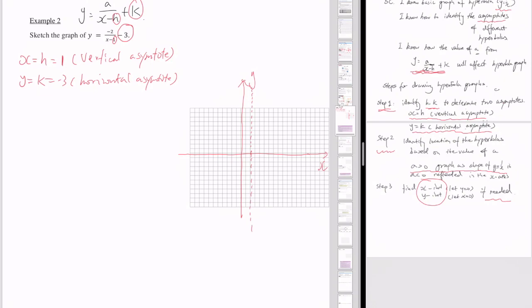And y equal to negative 3 is the horizontal asymptote. So 1, 2, 3, negative 3. So this will be my horizontal y equal to negative 3. Okay, so label them. y is equal to negative 3, x is equal to positive 1. Okay, so now we finished step 1.